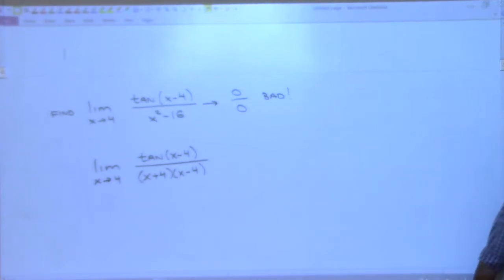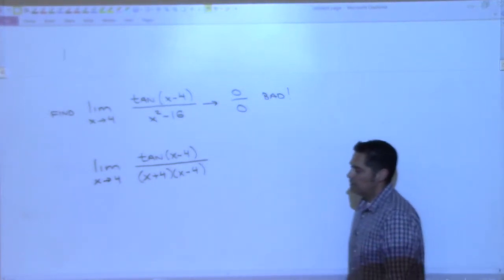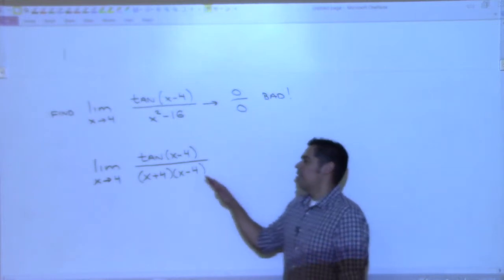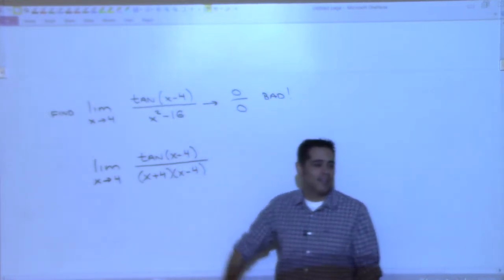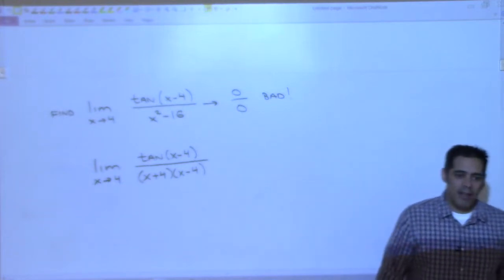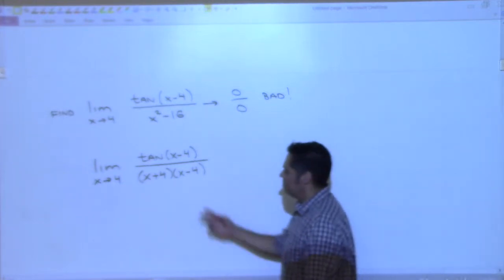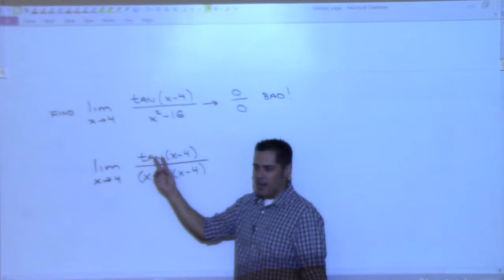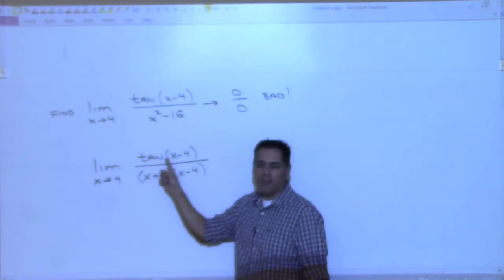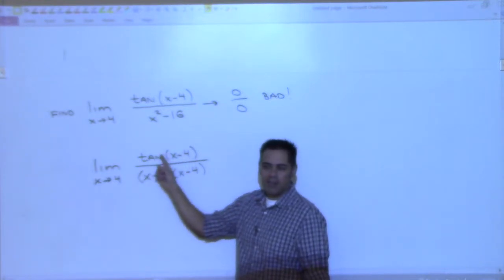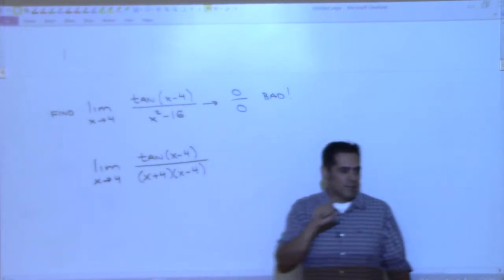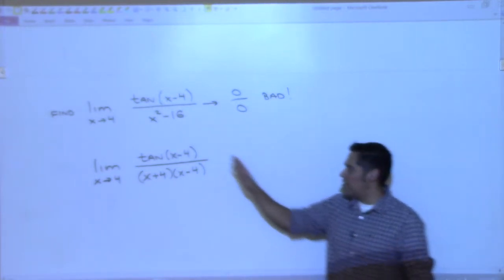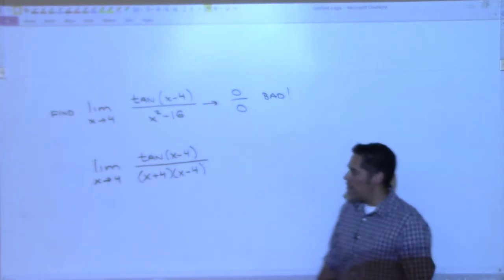Now that does not get us around, well, please don't cancel those. Please don't cancel those, right? Why? This is inside tangent, right? It's not tan times something. It's tangent of something, and therefore these are not factors. This is not algebraically multiplication, so you can't cancel them. Although you may be tempted.